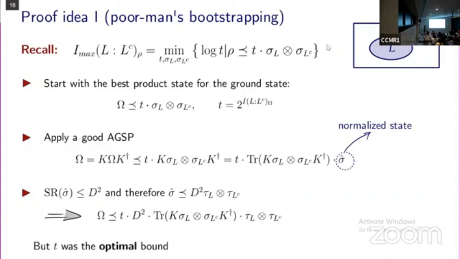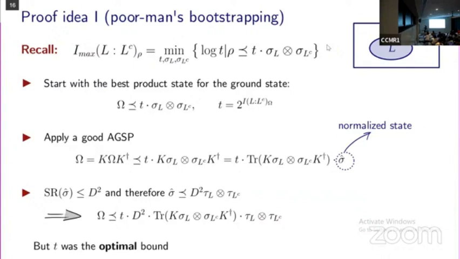Recall that Imax is given by this formula. So let us start with the best product that we have. Call it sigma L and sigma L complement, and then T will be this thing. So we have this, by definition, this inequality, and now we can apply a good AGSP on both sides.